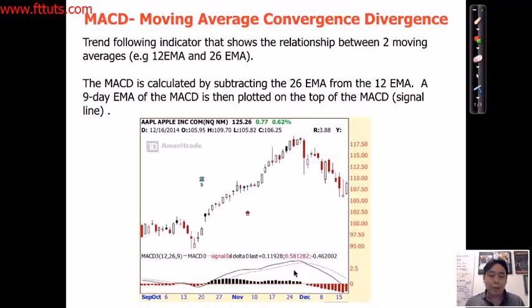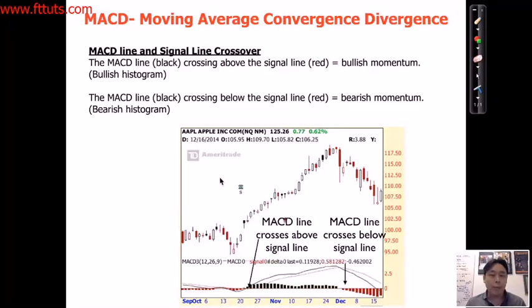We look at the relationship between the MACD line and the signal line, okay? And here's how it goes. Basically, when the MACD line, in this case black, crosses above the signal line, we have got bullish momentum. So it tells us that the momentum is moving up, right? So obviously, if you want to go long, the best time to go long is when MACD is bullish, and obviously we don't want to go short when that happens. Similarly, when the MACD line crosses below the signal line, below the red line, MACD is bearish, or momentum is bearish.